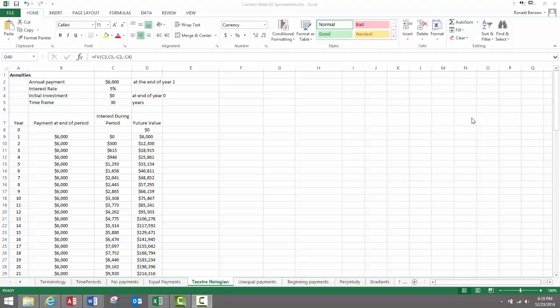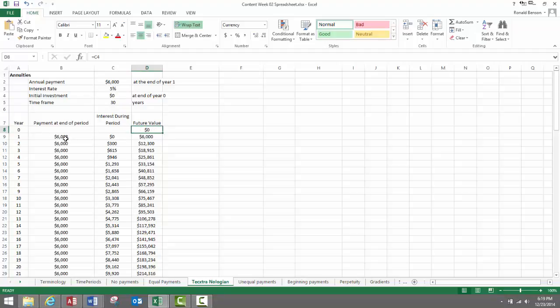She's been quoted a rate of 5% interest annually on her investment. Let's see what this comes out to at the end of 30 years. So it's a $6,000 annual payment. Initial investment is zero because she's broke coming out of college, like most college students are, in 30 years. So it starts with a future value of zero at the end of year zero when she starts.